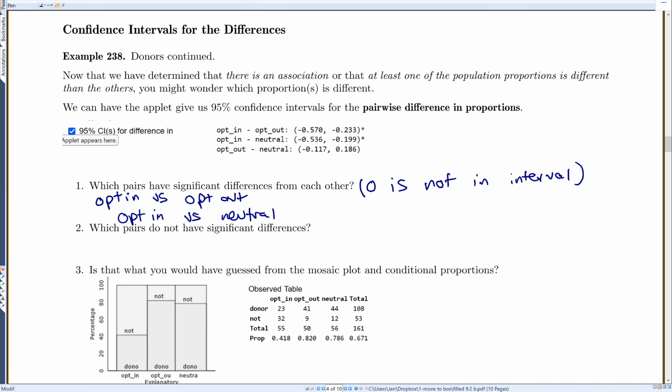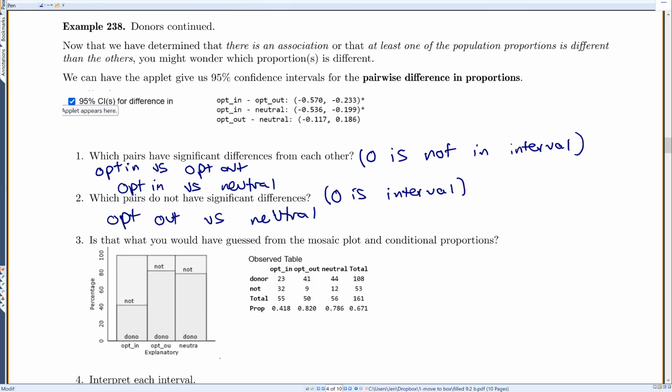And which pairs do not have significant differences? Well, that would be when 0 is in the interval. So we looked at the opt-out versus neutral. First we compared all of the groups together to see if there were any differences. And once we compared all the groups, we want to look at the individual pairs to see which one actually is different. If 0 is not in the interval, that means they were significantly different. So we said basically opt-in is significantly different from opt-out and is significantly different from neutral.